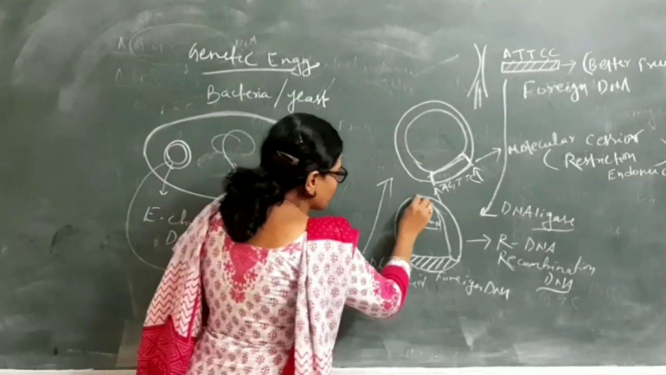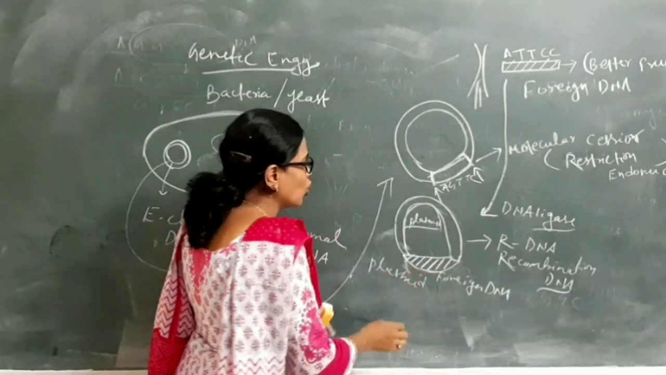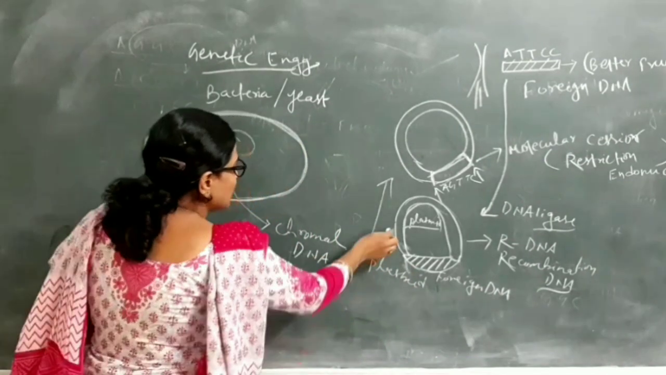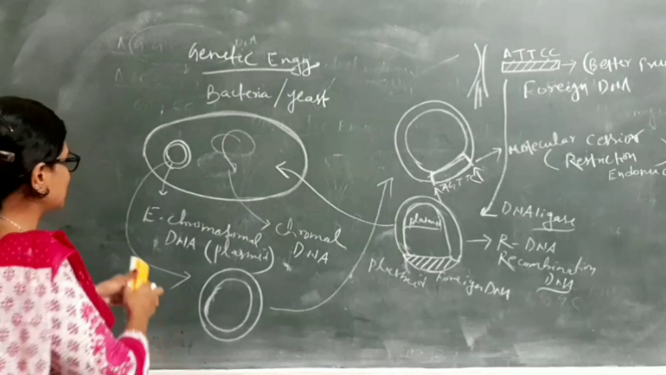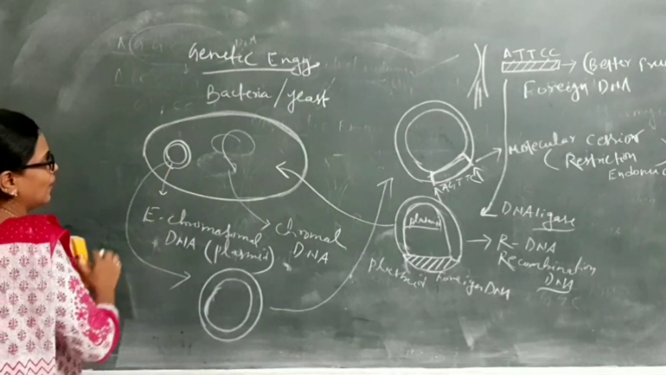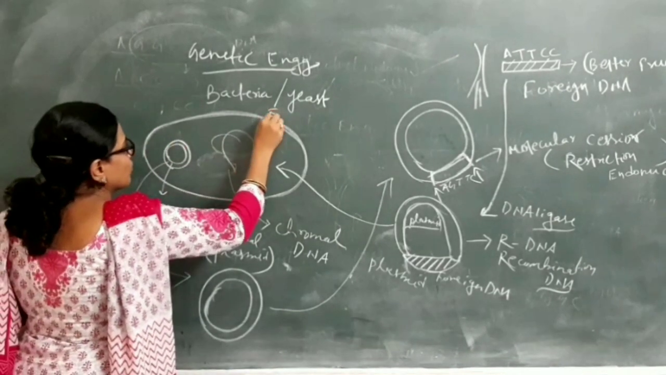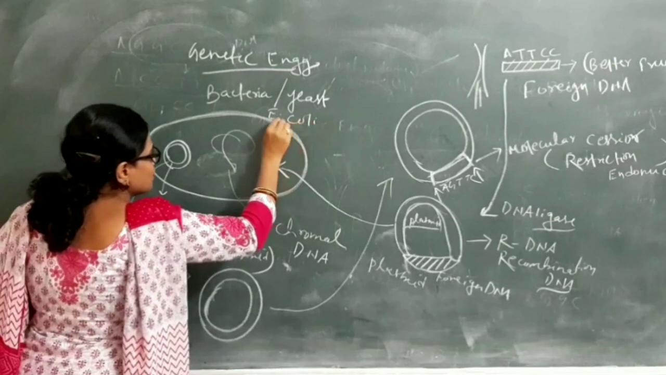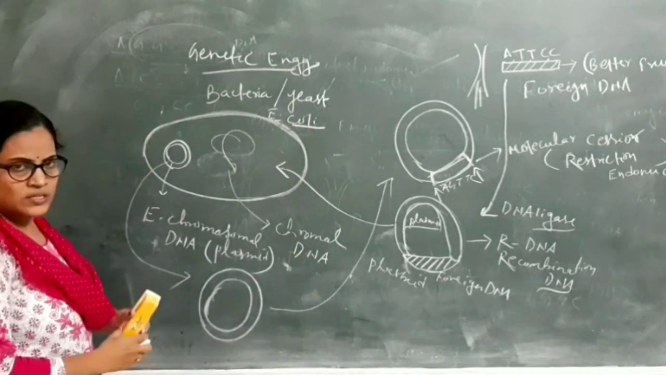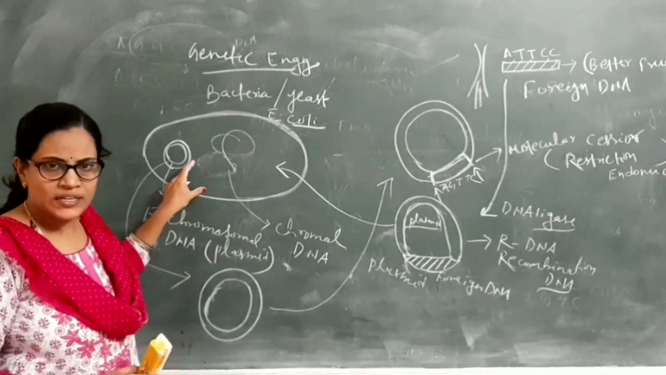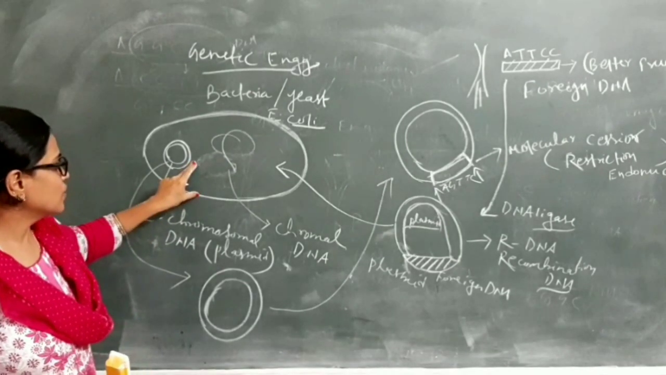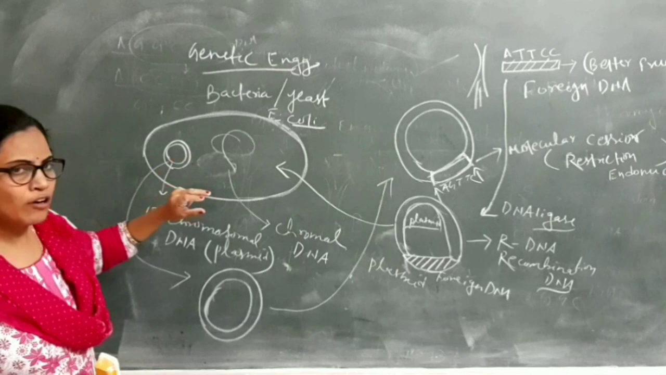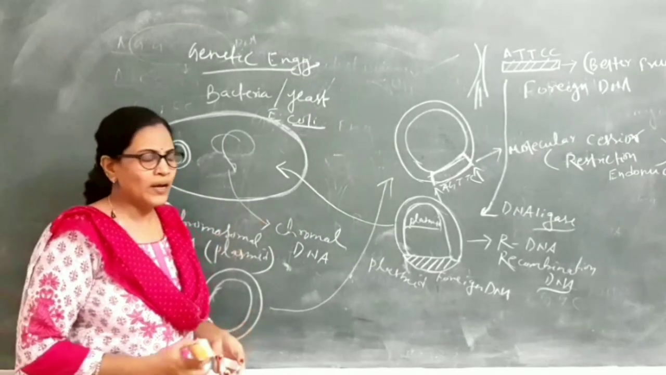After the production of recombinant DNA, we will again introduce this recombinant DNA inside a bacteria, for example, E. coli. Escherichia coli is present in the intestine of our body, which is mainly used for removal of waste material from our body.